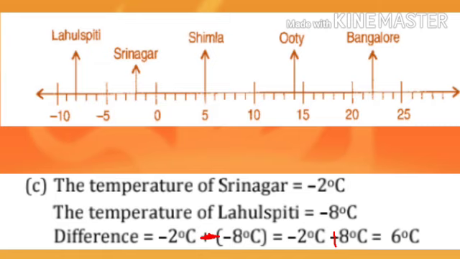If one negative number and one positive number are added, what is the procedure? We take the difference of the two numbers. So 8 minus 2 is equal to 6. 8 is the greater number, so put the greater number's sign there. So the answer is 6 degrees Celsius.